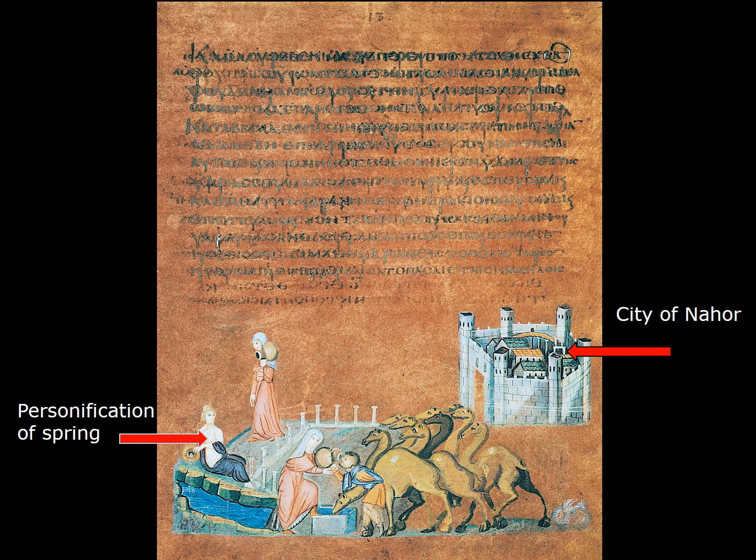I wanted to point out two important sections of this manuscript. First of all, the city of Nahor, which is where Rebecca lives, and she's walking down the Roman colonnade to get to the well to draw the water. And you can see that Nahor is represented in a slightly aerial perspective, kind of a bird's eye view, so you can see the city behind the fortified walls.